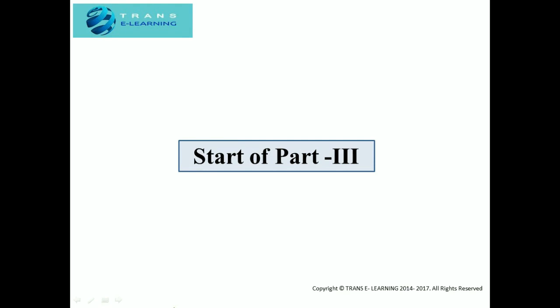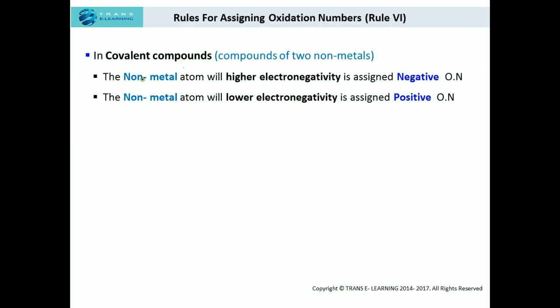Part 3 starts from here. Rule 6. In covalent compounds, compounds of two non-metals, the non-metal atom with higher electronegativity is assigned negative oxidation number, and the non-metal with lower electronegativity is assigned positive oxidation number.